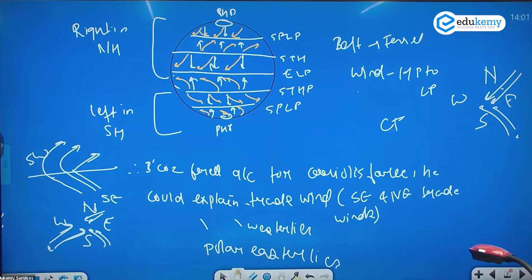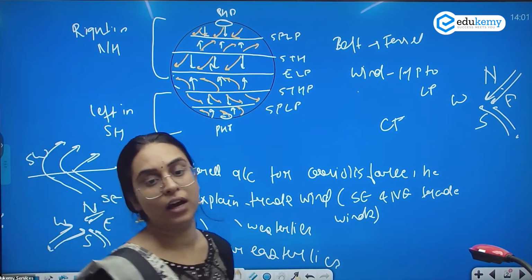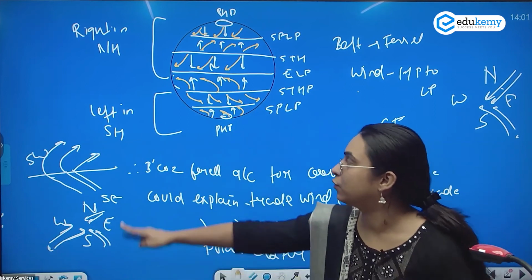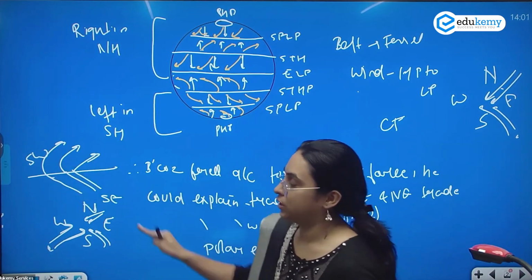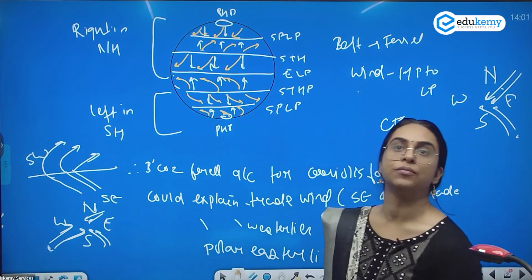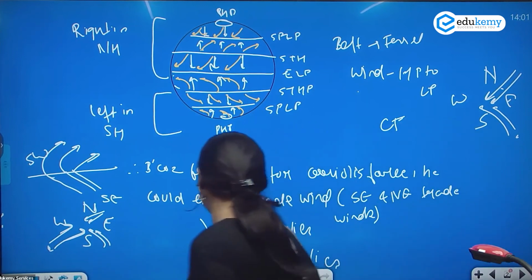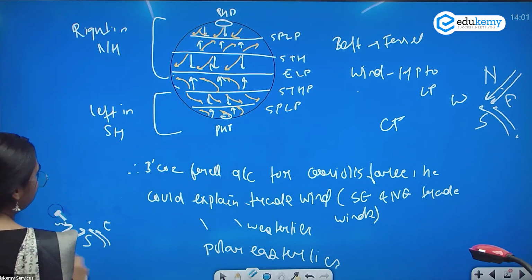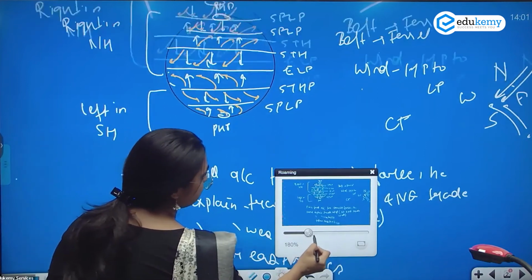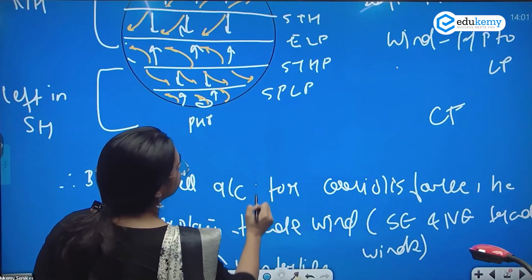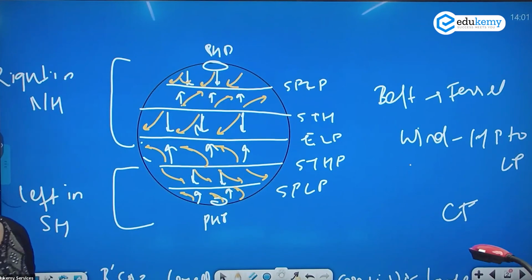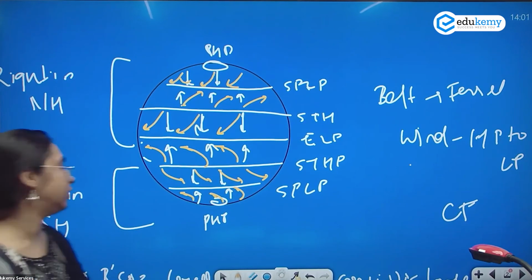The winds are named after the direction they are coming from. They are coming from this direction. They are coming from this direction. Okay. What is he trying to explain? He is trying to explain the direction of the planetary winds. He is successfully explaining the direction of the planetary winds.